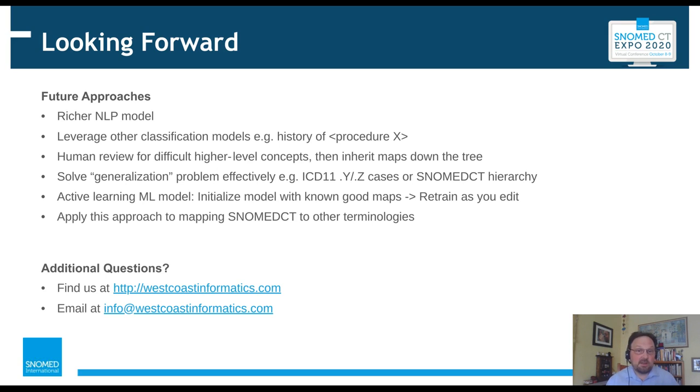We could do more to deal with the way that generalization works in SNOMED versus ICD11, because other and unspecified sit at the same level, whereas in SNOMED, other would be more specific and unspecified would be less specific. So we're learning through that. The ultimate long-term amazing thing would be to have an active learning model that learned as you produced answers, and it would train the predictions on future answers. So as you went through, it would get better and better.